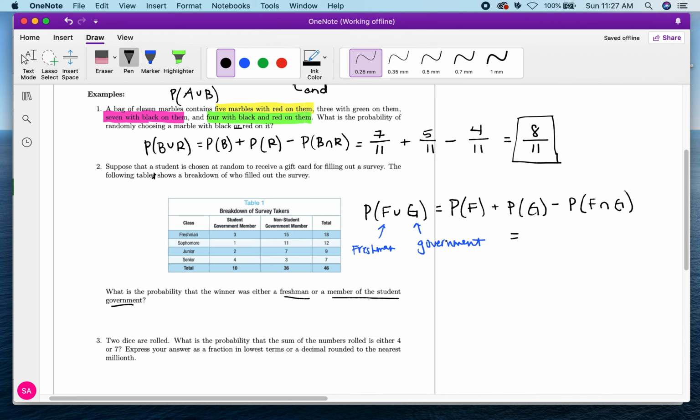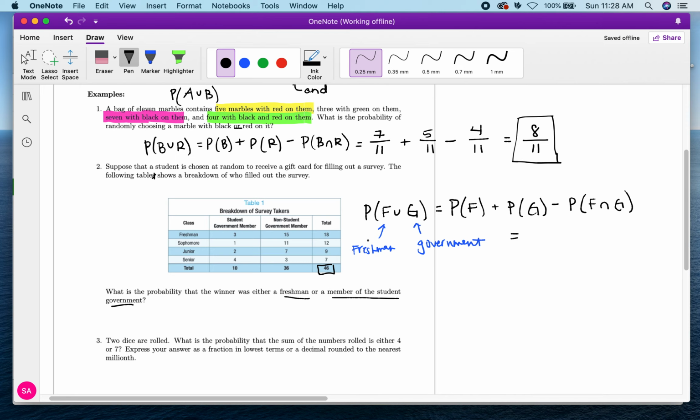Okay, so the probability of picking a freshman, what's nice about this chart is that they have totals here, a total row, and they have a total column here at the end. So we know if we look here at this freshman row, there's a total of 18 freshmen. And also, if you look at this very bottom corner, 46, this is the total number of people that they're talking about in this table.